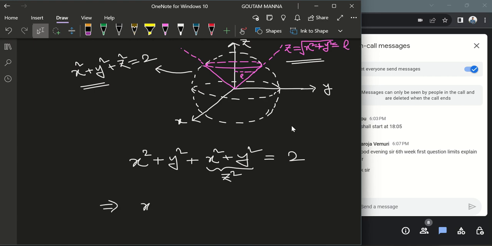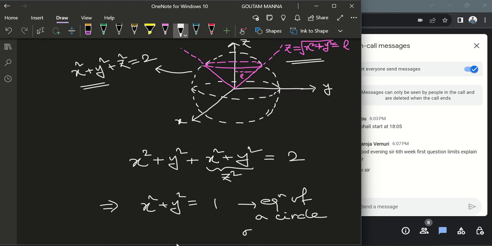That means x square plus y square equals 1, which is the equation of a circle of radius 1. So this will be x square plus y square equals 1.